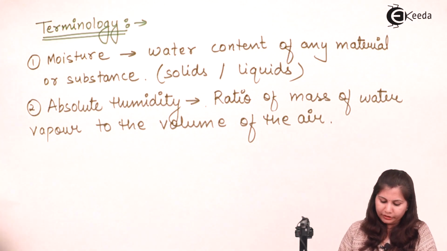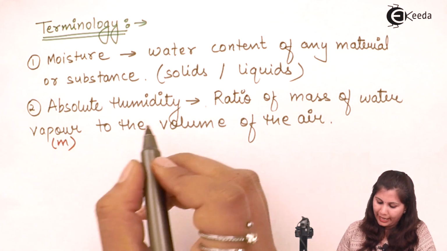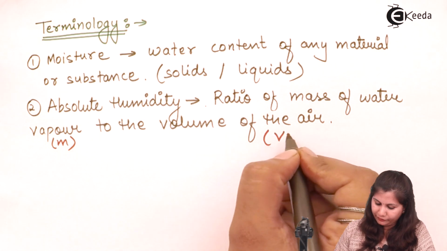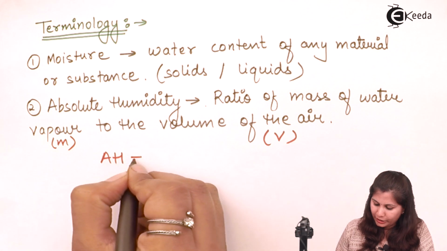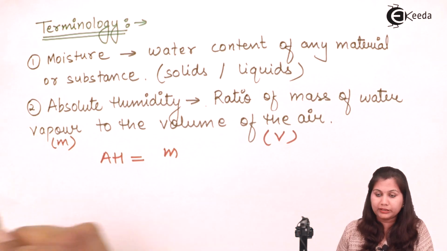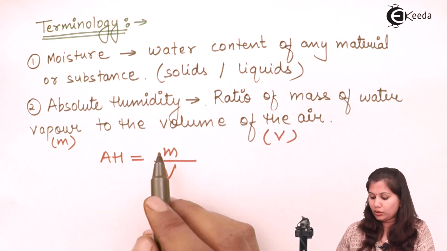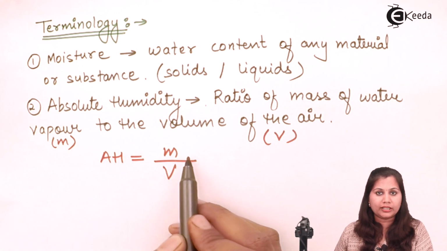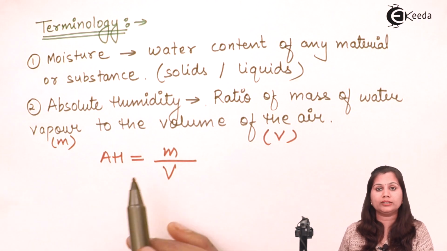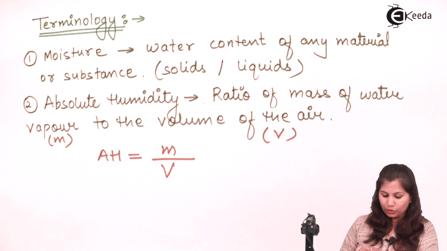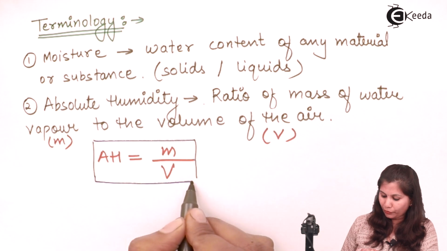Okay, now if we define the mass of the water vapor as small m, and the volume of the air as capital V, then absolute humidity is given as the ratio of the mass of water vapor, m, to the volume of the air. So the water content of the air per unit volume is called the absolute humidity. So absolute humidity is the ratio of mass and the volume of the air.